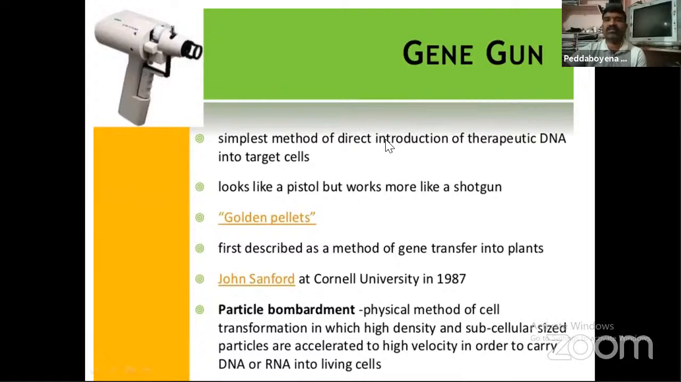It is the simplest method of directly introducing DNA into the target cells. It looks like a pistol, but works more like a shotgun with golden pellets. It was first described as a method of gene transfer into plants by Sanford at Cornell University in 1987. We can use it for easily transforming the host tissue.